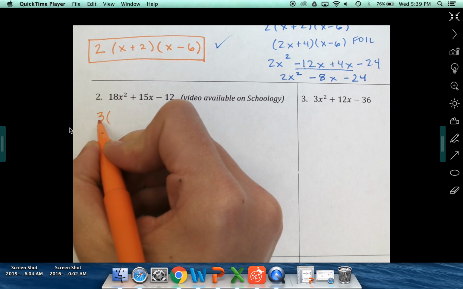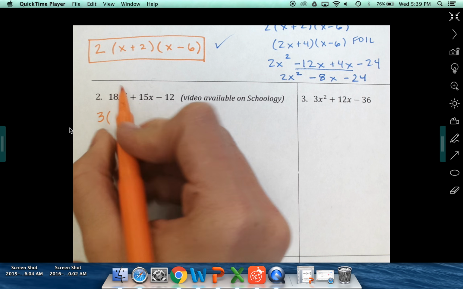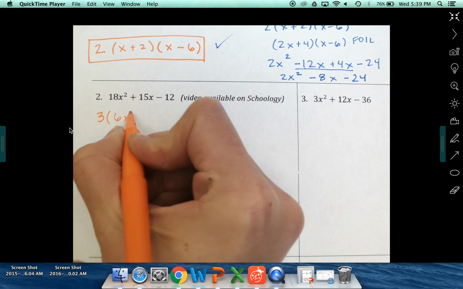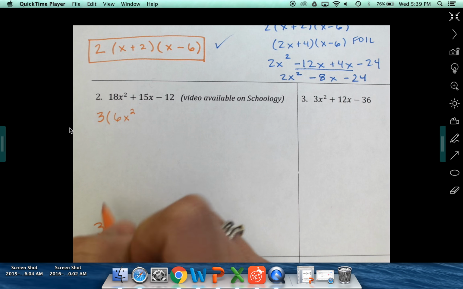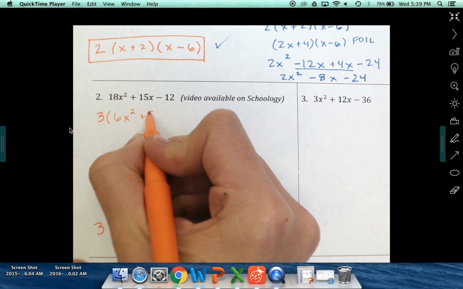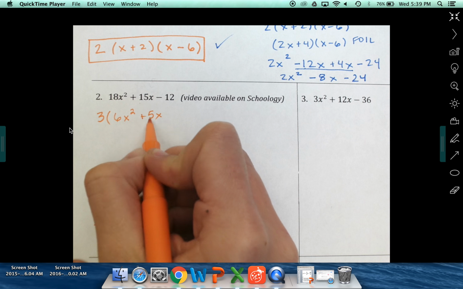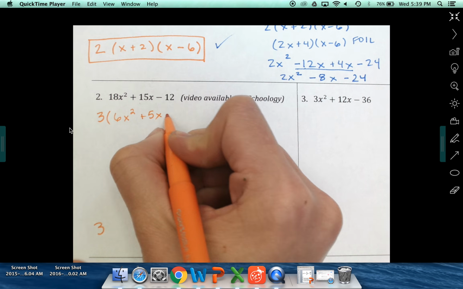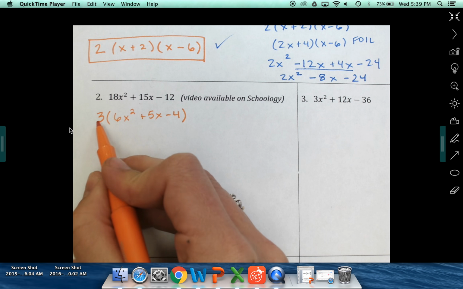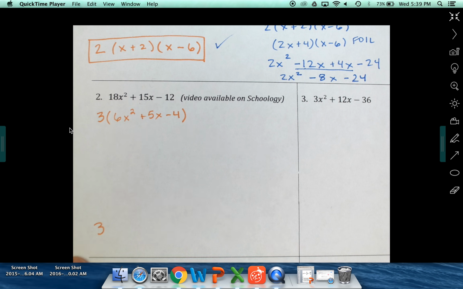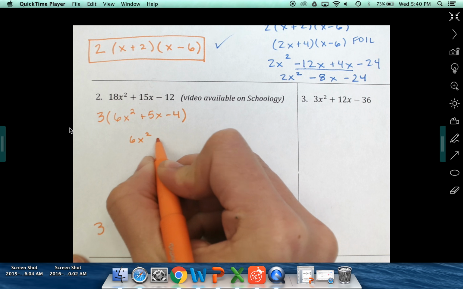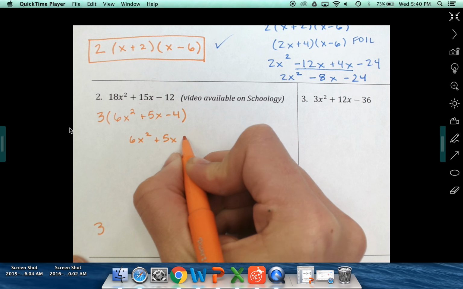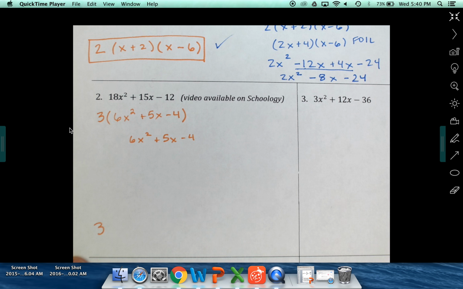If I factor that 3 out, to get 18, I've got to multiply it by 6, so 6x squared, so 3 times 6x squared is 18x squared, plus 5x, 3 times 5x is 15x, minus 4, 3 times negative 4 is negative 12, so I'm fine. So I've got my factor of 3 down here, right? So that leaves me with 6x squared plus 5x minus 4 left to factor.